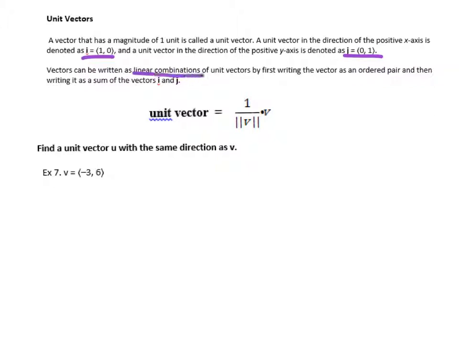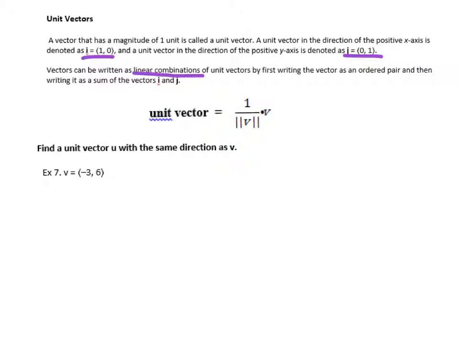That's linear combination. So the vectors can be written as a linear combination of unit vectors by first writing the vectors as an ordered pair and then writing it as the sum of i and j. So really it's just how you represent it. You're representing it as 2 vectors that have a length of 1. So to find a unit vector, you are going to take whatever the vector is and divide it by its magnitude.